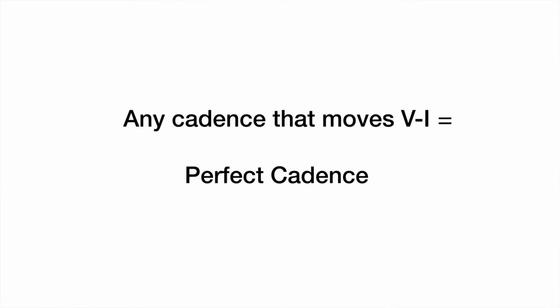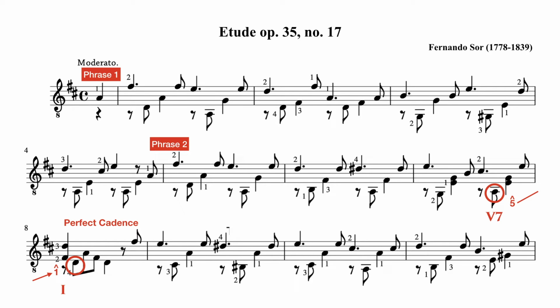When you have a cadence consisting of a 5 chord going to a 1 chord, it is called a perfect cadence. You'll notice in this example that both 5 and 1 chords are in root position, and the top voice moves scale degrees 2 to 1. This is the strongest way to have a perfect cadence, but you'll find sometimes one of the chords is in an inversion, or the 1 chord doesn't end with the tonic in the top voice.